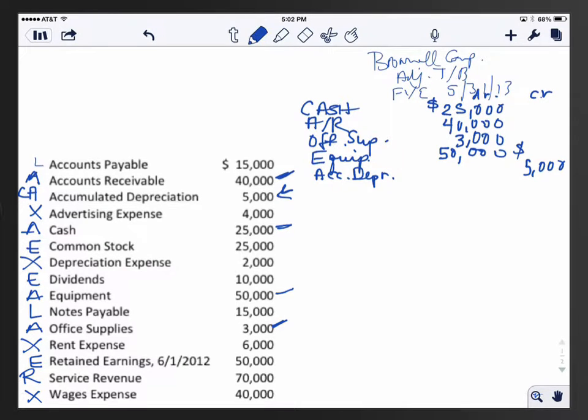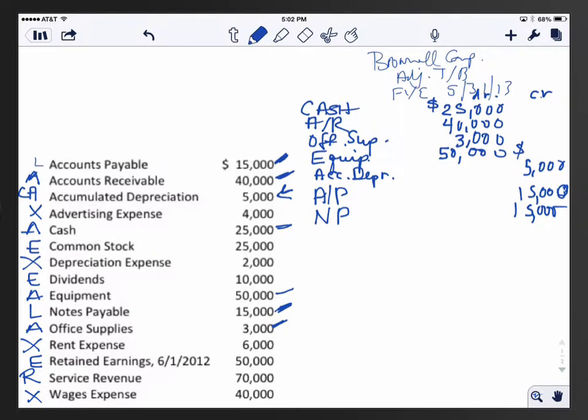Now let's look for the liabilities. Well, the next one would be accounts payable. Accounts payable is right up here, so I'm going to mark it off, $15,000. It's a liability, so it normally has a credit balance. And we had another one somewhere. Oh, here we go. Notes payable, so we're going to write that one in. Notes payable. And that one also was $15,000. And then that's it for liability.